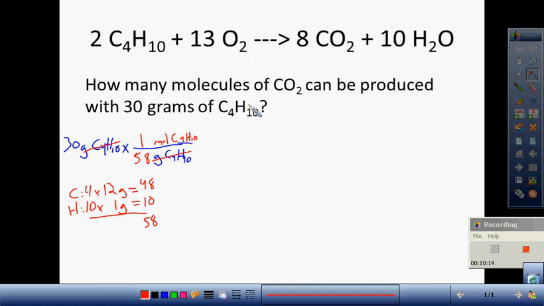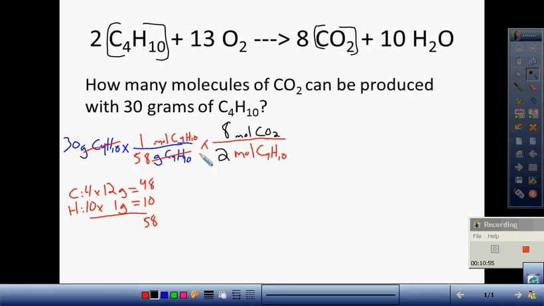So I'm in moles of C4H10, but I want to get to CO2. So I've got to repeat. I'm going to take this stuff, put it down here, because I want it to cancel. And now I'm looking to change my chemical. I'm trying to get to CO2. I have 2 moles in here, so I cannot use 1. I have to go and get my numbers out of here. There's CO2, there's 8 in front. And C4H10, there's a 2 in front. Crossed off my like units.